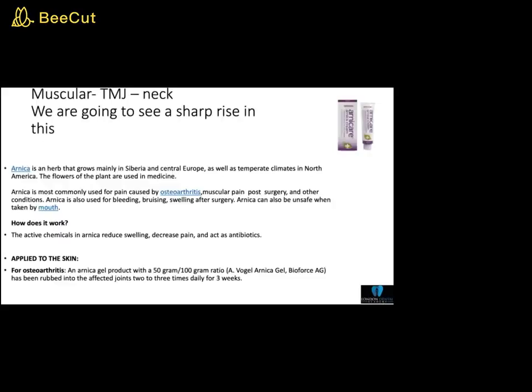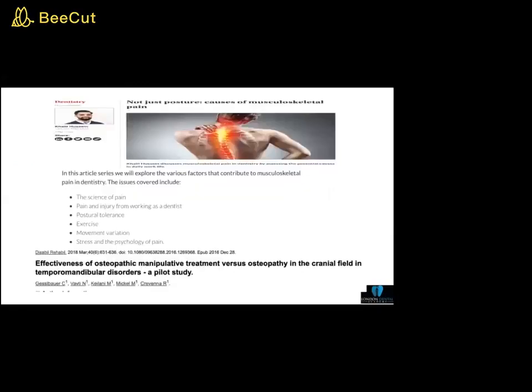TMJ, I've talked about it already. Arnica, you can look this up online. Very, very useful. It's even used in osteoarthritis. The gels are very, very powerful in these acute TMJ pain problems that you may be triaging online. Again, good for bleeding and bruising as well, but very useful to apply directly over the TMJ externally.